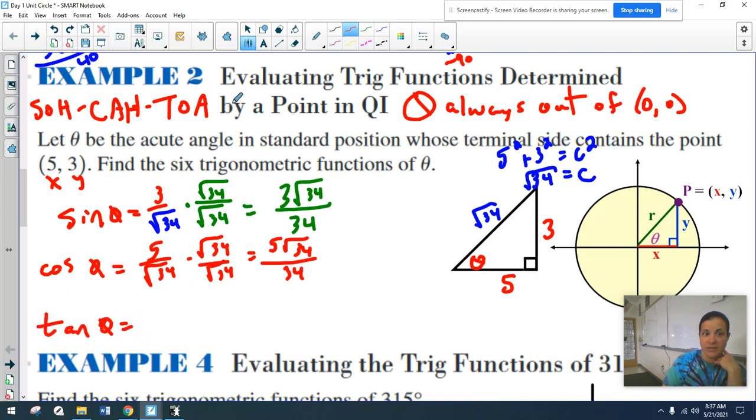Tangent is opposite over adjacent. So that means I'm just going to have 3 over 5. Easy peasy for that one.